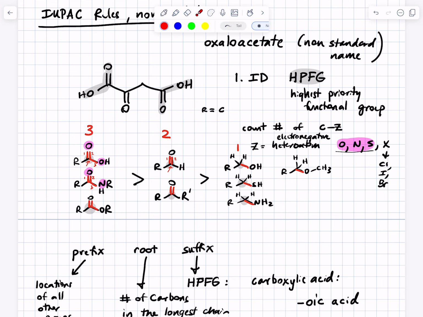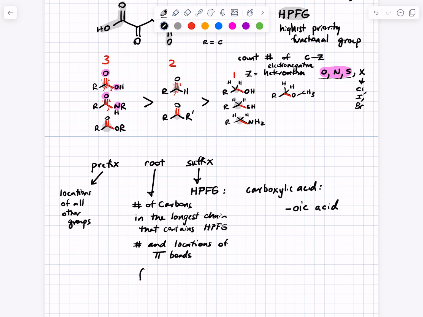Okay? All right, let's talk about the root, the number of carbons in the longest chain that contains the highest priority functional group. We don't have a lot of other choices here because this is a simple molecule. 1, 2, 3, 4, right? 4 carbons. So what is the appropriate root for a 4-carbon chain? Butane, right? If it was 1 carbon, it'd be methane, 2 carbons ethane, 3 carbons propane, 4 carbons butane. After that, it gets easier, pentane, hexane, heptane, and so on.